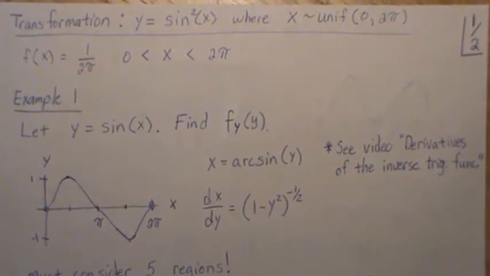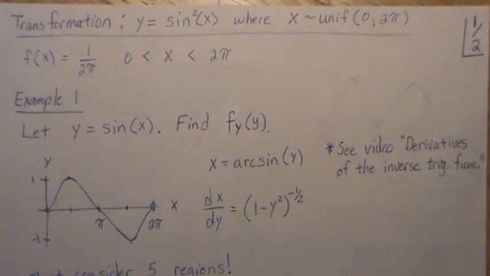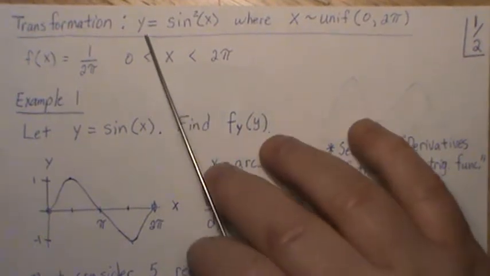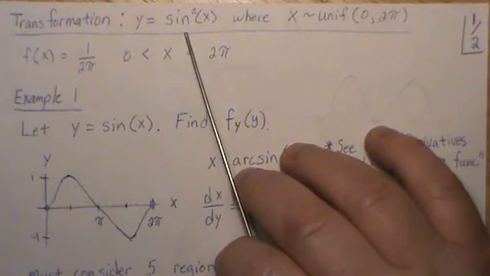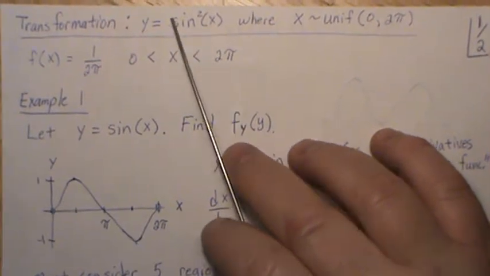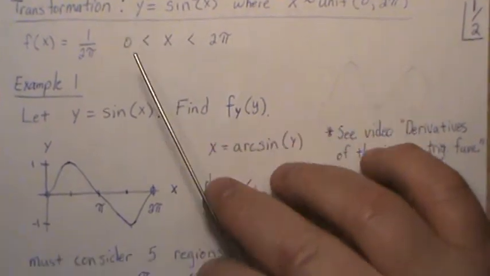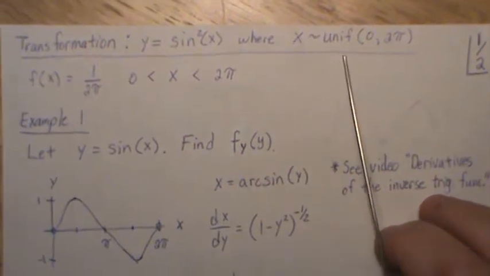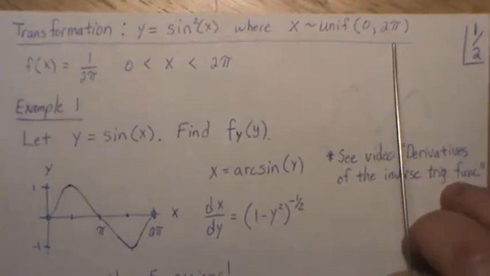Hello, this is the next video in a playlist that I'm calling Transformations of Random Variables. And here we're going to look at the transformation y equals sine of x squared. And we want to find the density for y, where x is uniform between 0 and 2 pi.